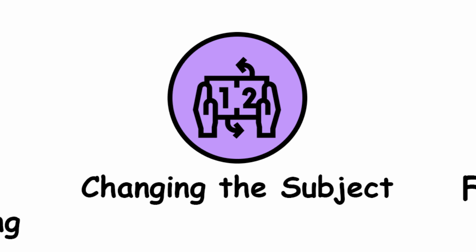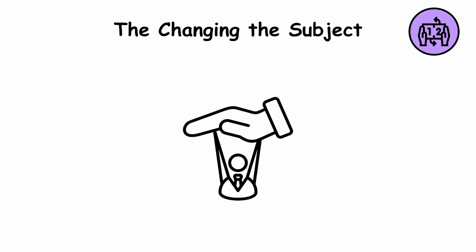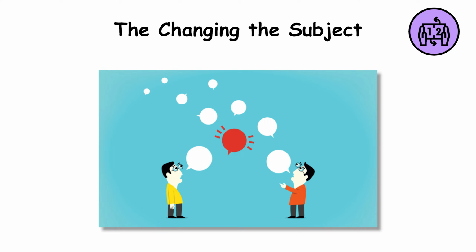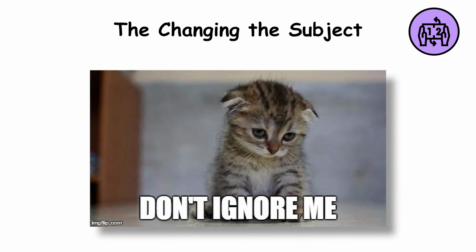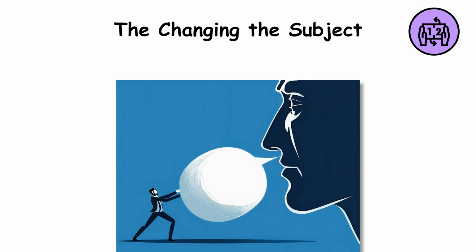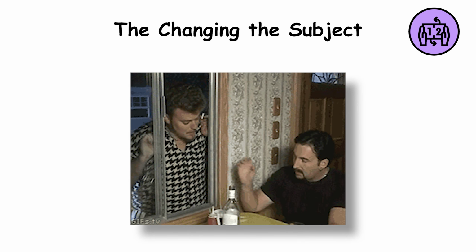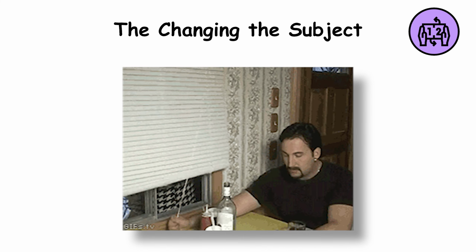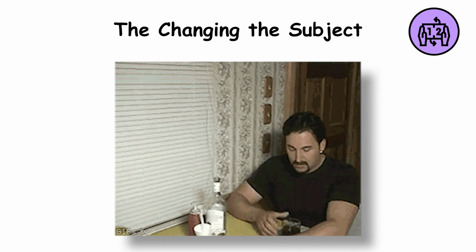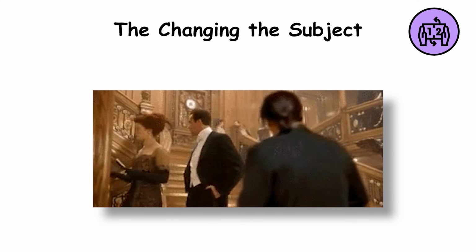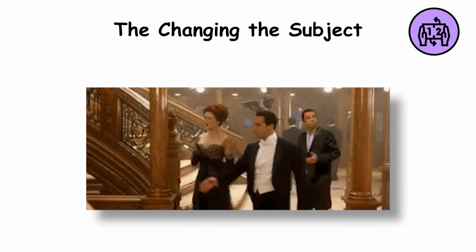The seventh technique is changing the subject. The manipulator avoids discussing uncomfortable topics by abruptly shifting the conversation to something else. This makes the victim feel that their questions and problems are not important. For example, when the victim raises a significant issue, the manipulator might suddenly start discussing something completely unrelated, diverting attention and avoiding accountability. Over time, the victim may stop bringing up important topics, fearing they will be ignored again.